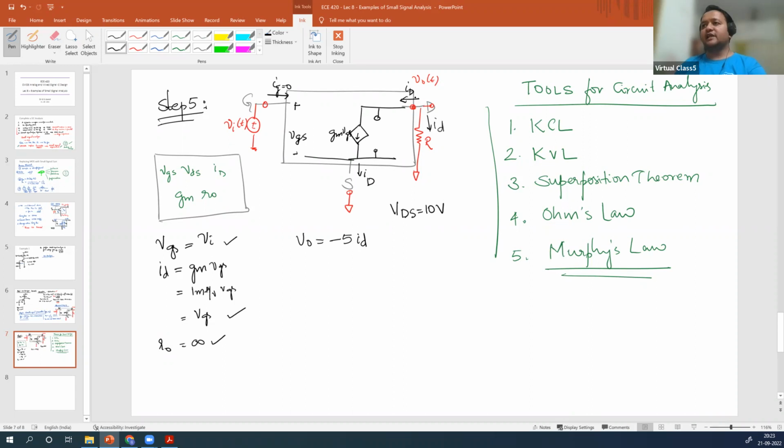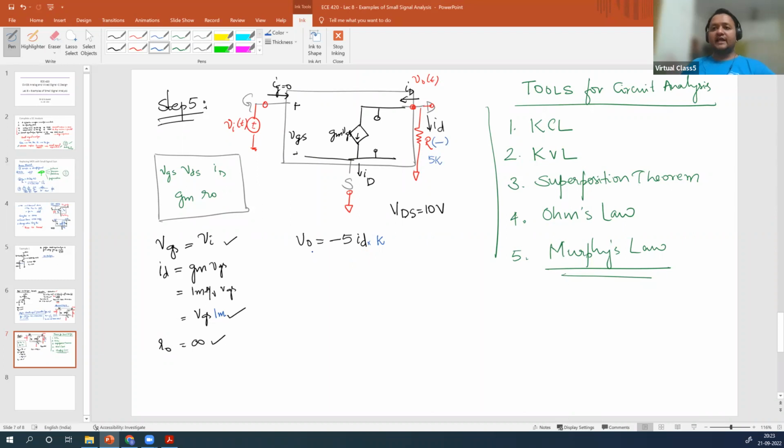ID is defined in this direction. When it is going in the opposite direction, you will get a minus sign associated with that. So that is why this minus sign. What is 5? 5 is R, 5K. Right? So here, remember, there is gm multiplied by 1 milliampere per volt. Here, this is multiplied by 5K. So 1K is implicitly given here. v naught equal to minus 5 ID.